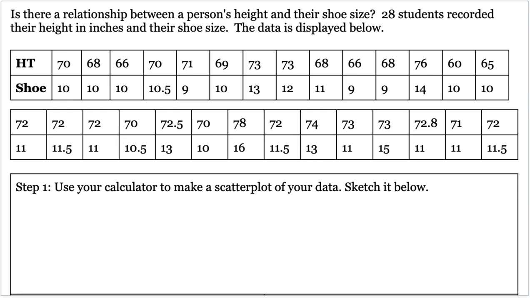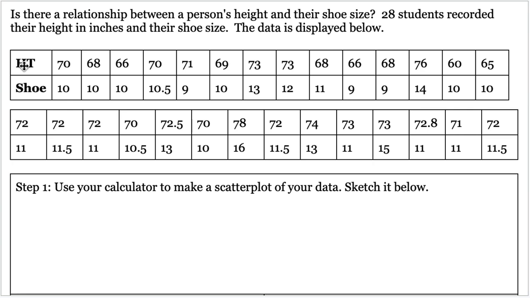So before we do that, let's go ahead and enter two lists. So we're questioning a relationship between a person's height and their shoe size. We have 28 students recorded, their height in inches and then their shoe size. The data is displayed below. So we now need to input two lists. The one list will be the heights.